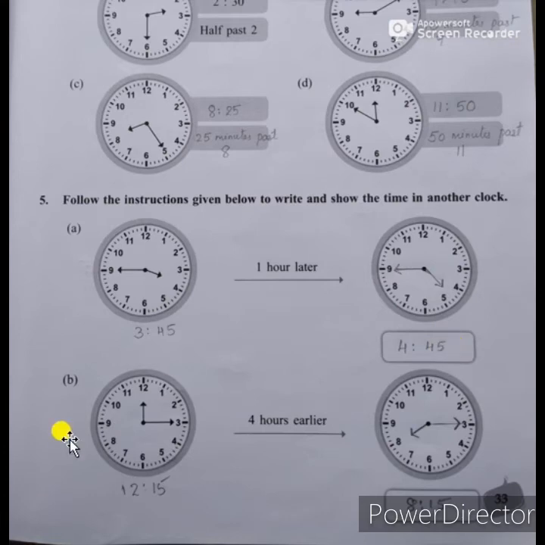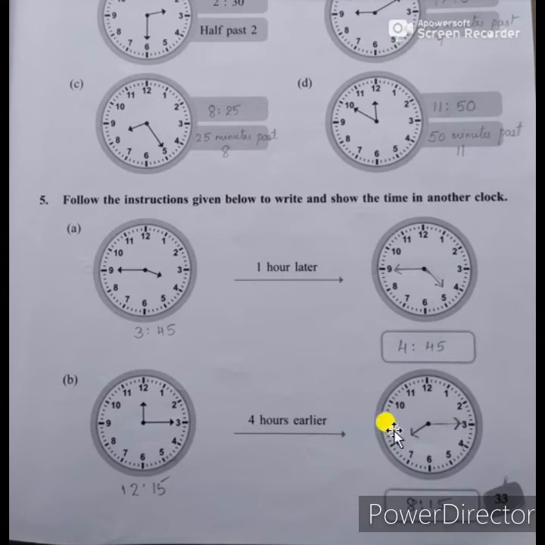Now see the next question, question B. The time is showing 12:15, and we need 4 hours earlier. We have to move back 4 hours. So 12:15 minus 4 hours, we will get 8:15. See that, students, you can also subtract: 12:15 minus 4 hours means 8:15. So that also I have shown there. 8:15 is showing there. The hour hand is on 8 and the minute hand is on 3.